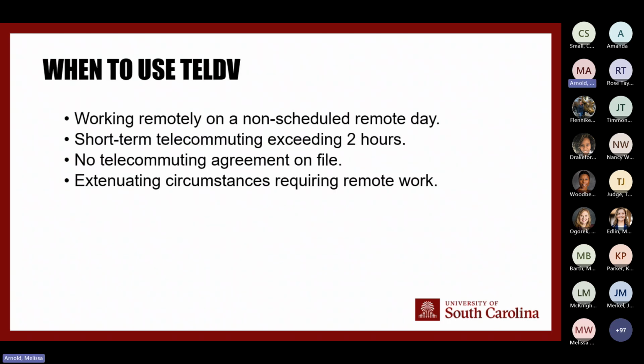So the telecommuting deviation time reporting code must be used, like we said, if they work remotely on a day that is not their scheduled remote day. For example, they have an approved agreement to telecommute on Tuesday and Wednesday, but maybe had something come up where they had to change that telecommuting day from Wednesday to Thursday.